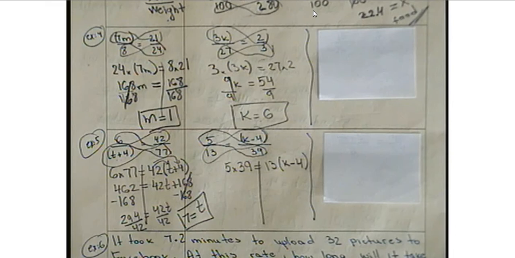Okay, so if you're back and you already have your work, you can go ahead and check with me. 5 times 39, step 1, 5 times 39 is equal to, and then we have 13 times the parentheses k minus 4. Okay, 5 times 39 is 195, equals, by the distributive property, 13k, and then 13 times negative 4 will give us negative 52.